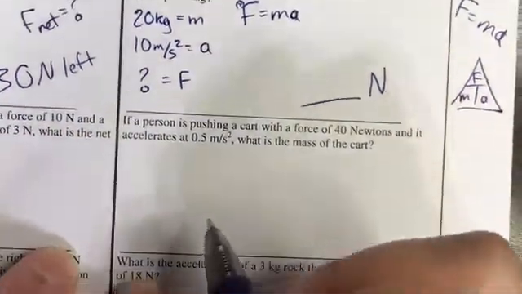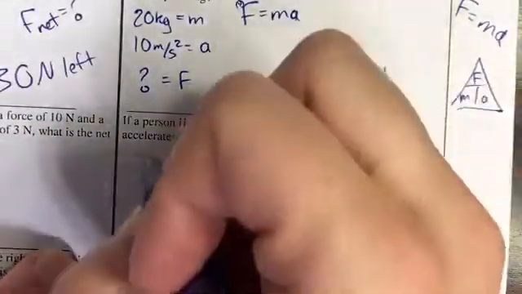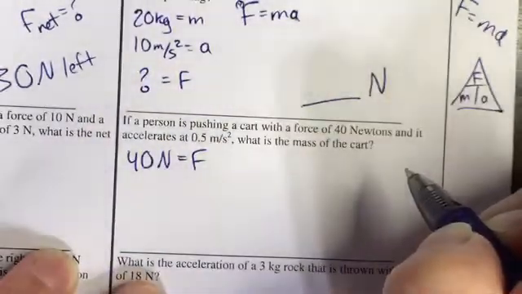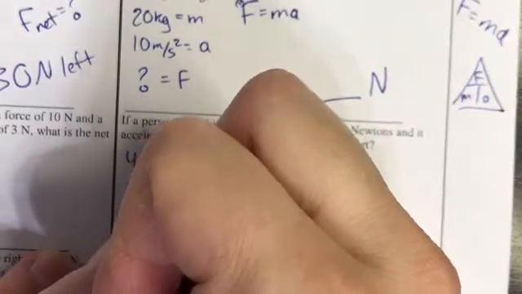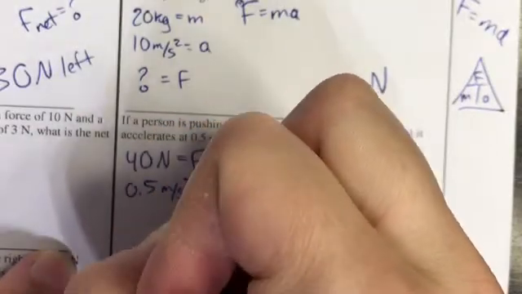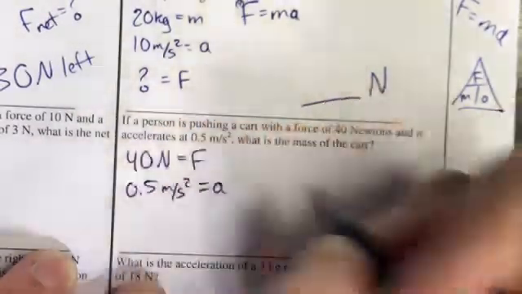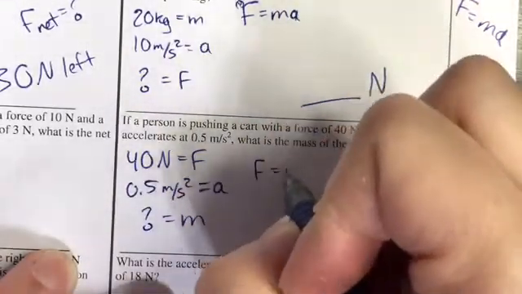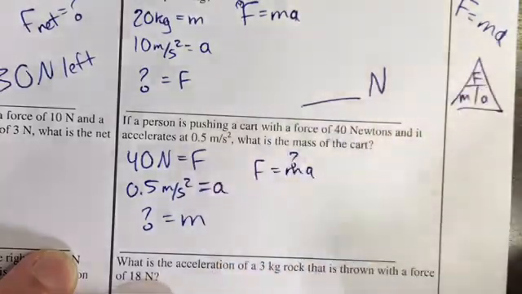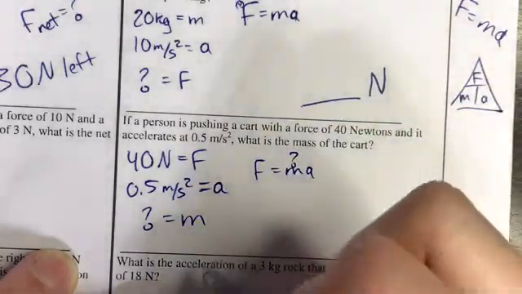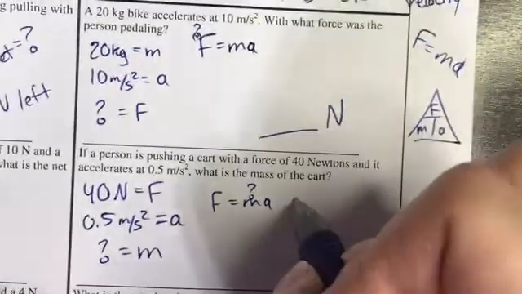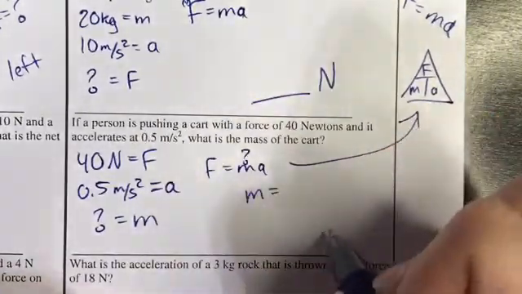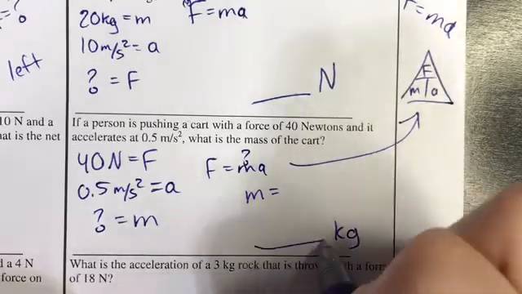Okay. Next, if a person is pushing on a car with a force of 40 newtons, newtons measurement for force, accelerate 0.5 meters per second squared. Meters per second squared is acceleration. Question is asking for the mass of the car. If F equals ma, do we need to rearrange the formula if m is the question? Yes, we do. So, refer to your triangle. Rearrange your formula to solve for m. Mass is measured in kilograms.